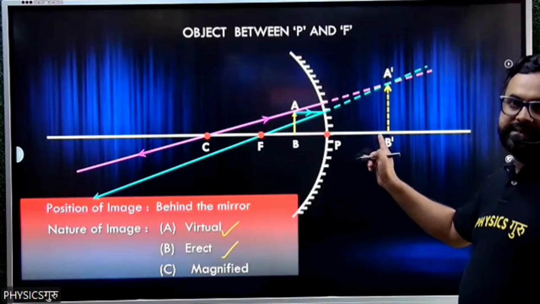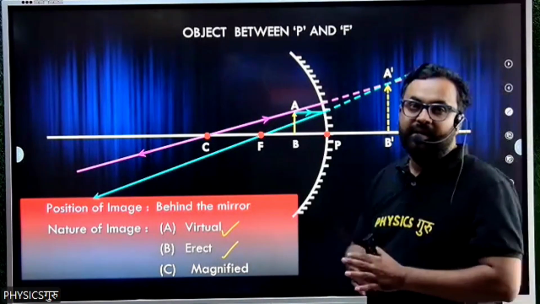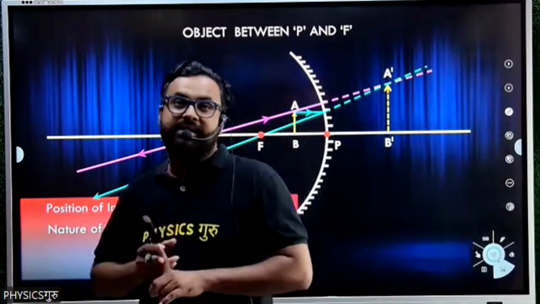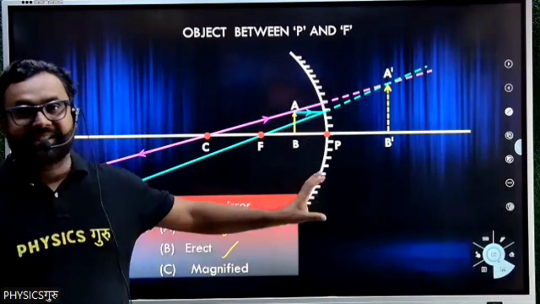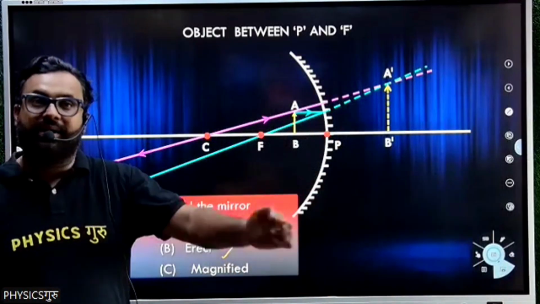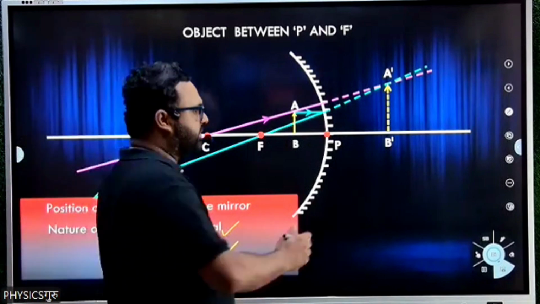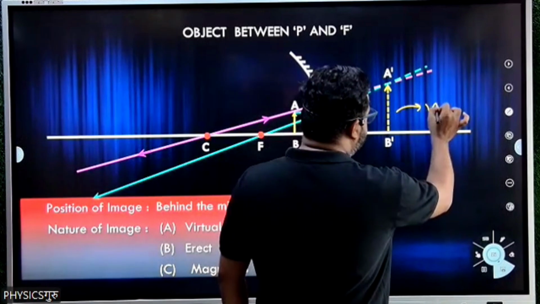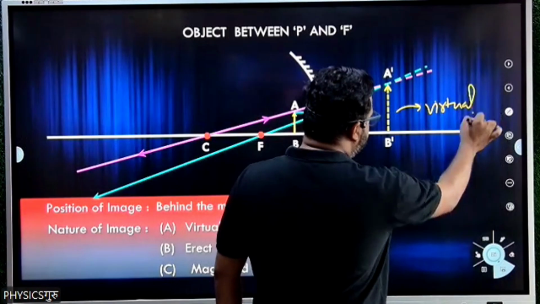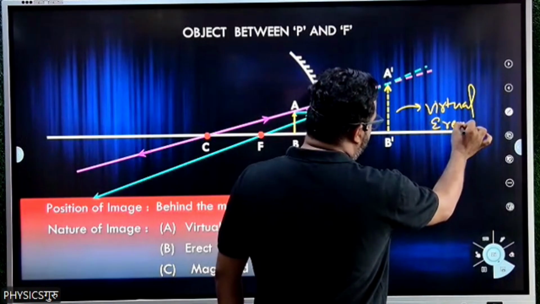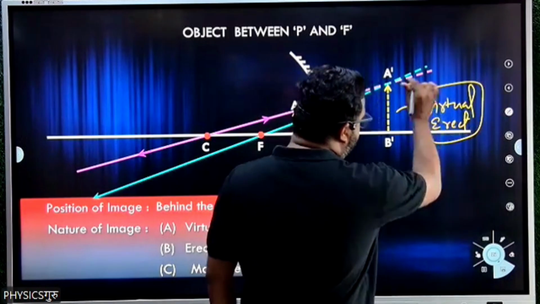So this is the important case, right? This is something new. In all the other cases, image nature is real, inverted. So this is the last case in which the image is formed virtual. Real inverted, this is virtual erect. Okay. So virtual erect.